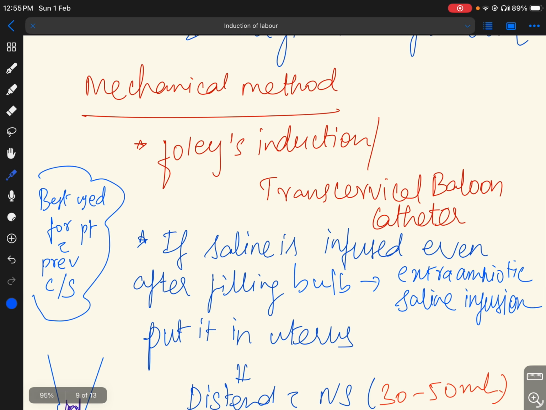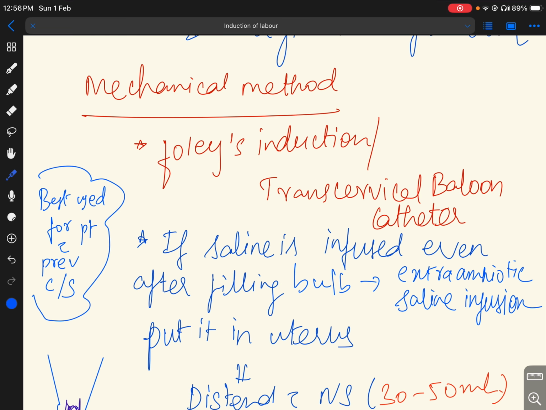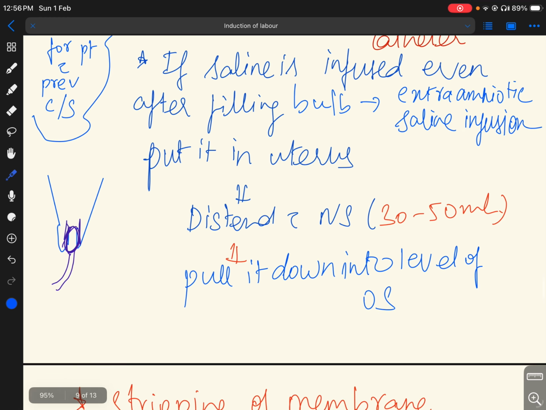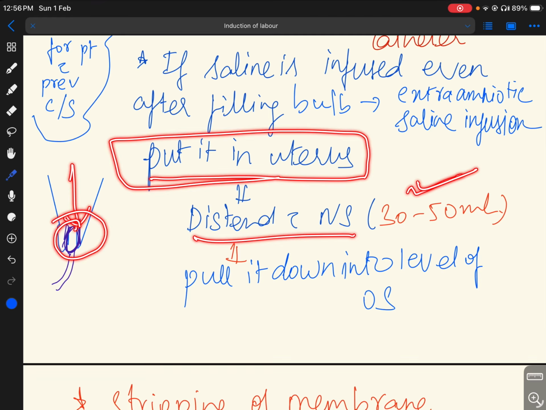Mechanical methods: Foley's induction or transcervical balloon catheter. You have to infuse saline in the Foley's catheter. After the bulb is filled, the extra fluid will be moving on to the extra amniotic fluid space. That we call as extra amniotic saline infusion. Basically, you have to put the Foley's catheter in the uterus. You have to distend it with normal saline, 30 to 50 ml, and you have to pull down at the level of internal os.